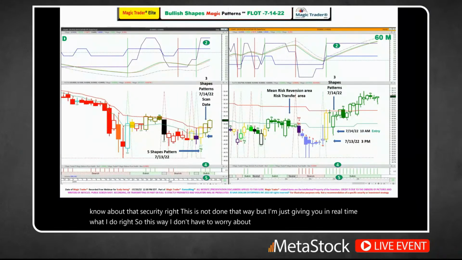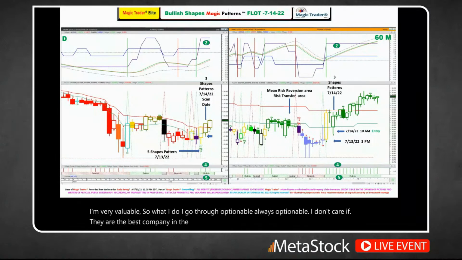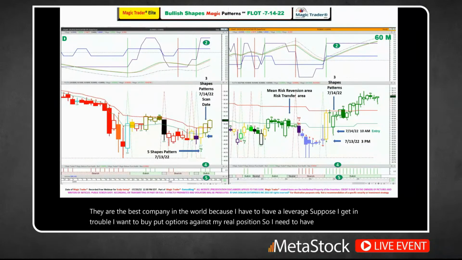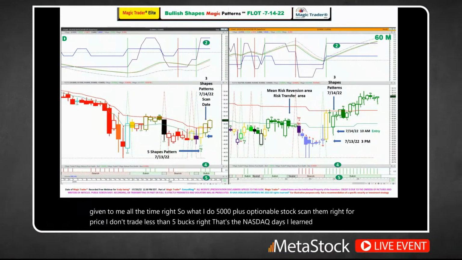So how to save time in scanning? Write it down. Those tips are very valuable. I go to all optionable stocks, always optionable. I don't care if they are the best company in the world, because I have to have leverage. Suppose I get in trouble, I want to buy put options against my real position. So I need to have that leverage available all the time. So I take 5,000-plus optionable stocks and scan them for price. I don't trade anything less than $5. That's from the NASDAQ days I learned. So basically I eliminate them.